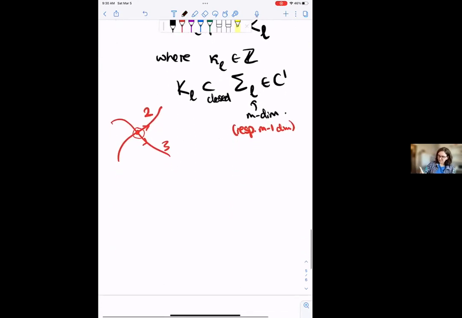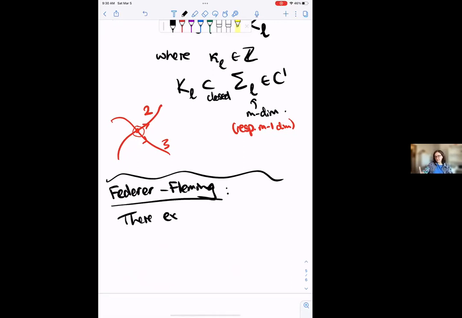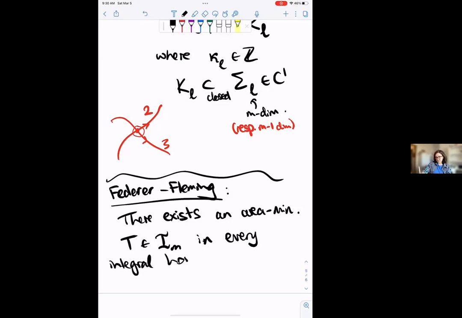Okay. Another very nice property of the space of integral currents is that now we have compactness in this class. This is due to Federer and Fleming, which gives existence of a minimizer in every integral homology class. So there exists an area minimizer T in every integral homology class.